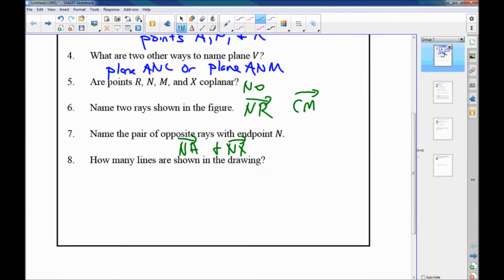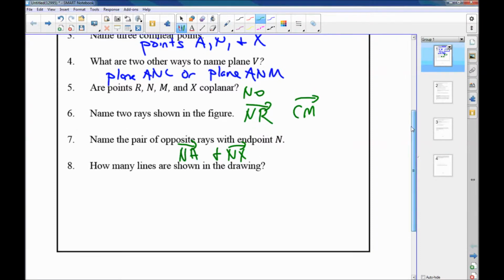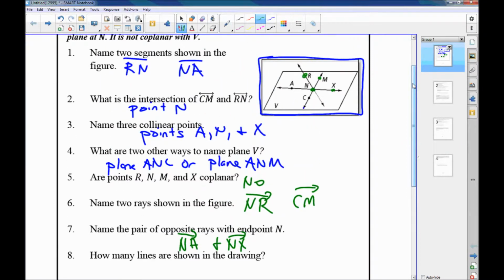So how many lines are shown in this drawing? Let's go back and look again. I see 1, 2, 3. One here, one here, and then the one that pierces the plane or intersects the plane at N. So the green one, the blue one, the red one. So this is 3.